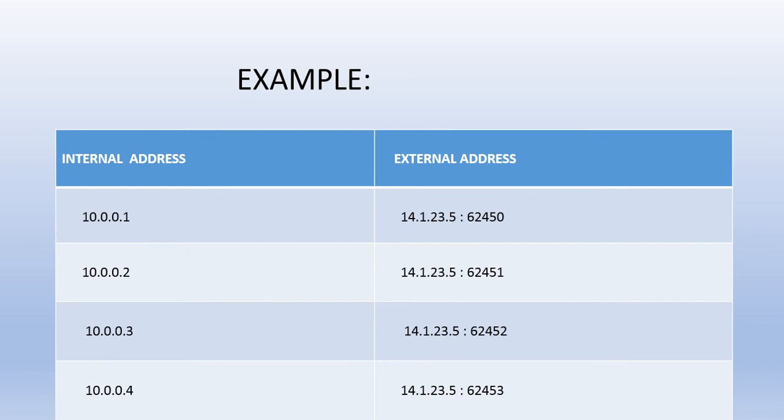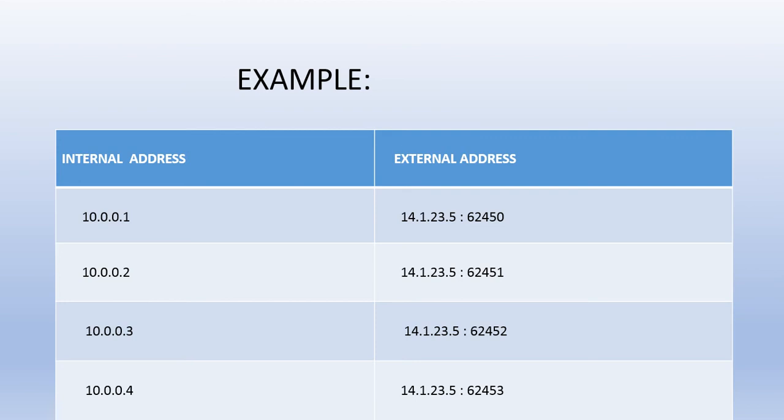Then for NAT overload, let's take an example. Let's take internal addresses we have: 10.0.0.1, 10.0.0.2, 10.0.0.3 and 10.0.0.4. So these are the four hosts using different private IP addresses and they want to access the internet. So every client, when they send any request, it will be received by the NAT router. It will translate it into a single public IP address which is the same for all.